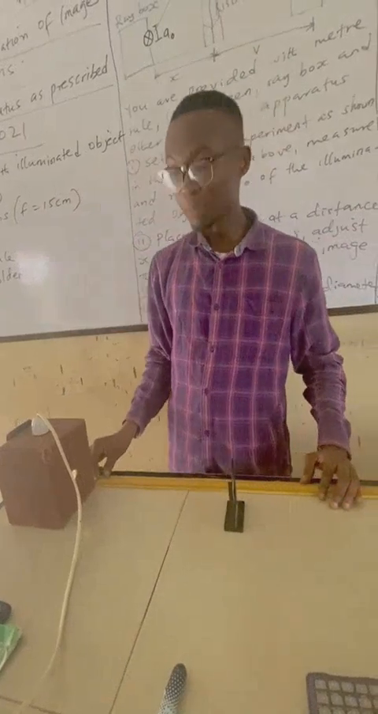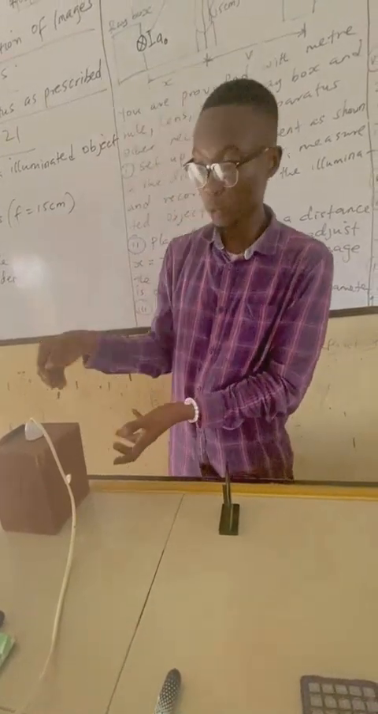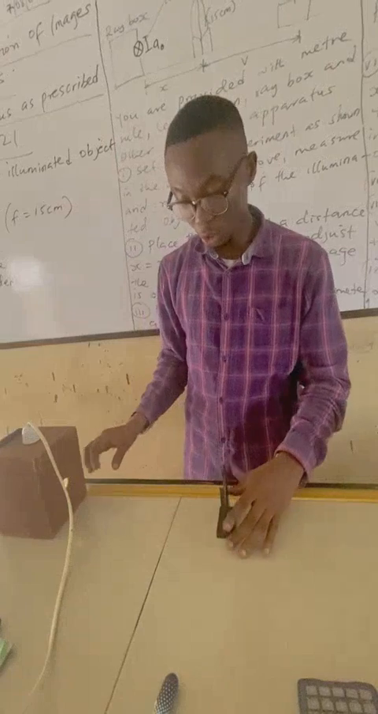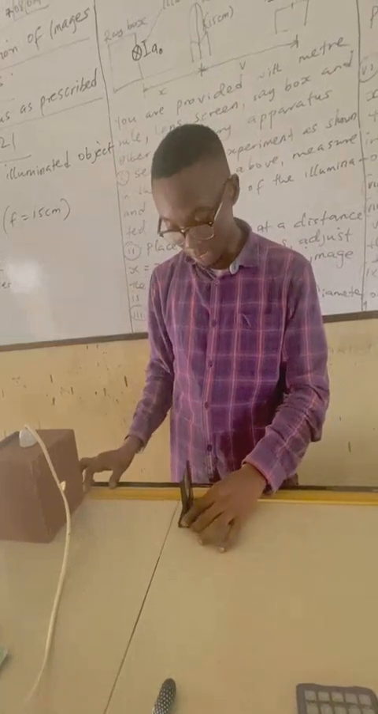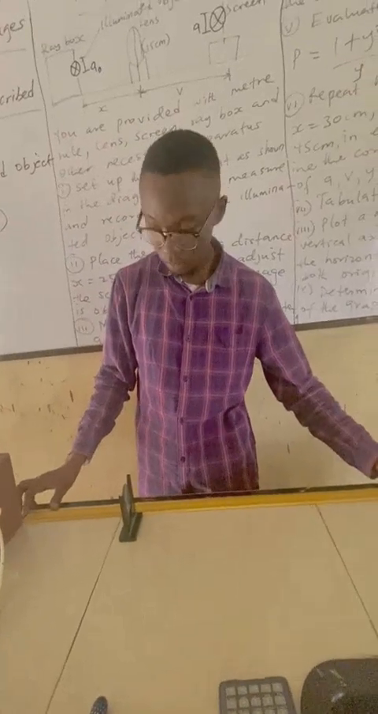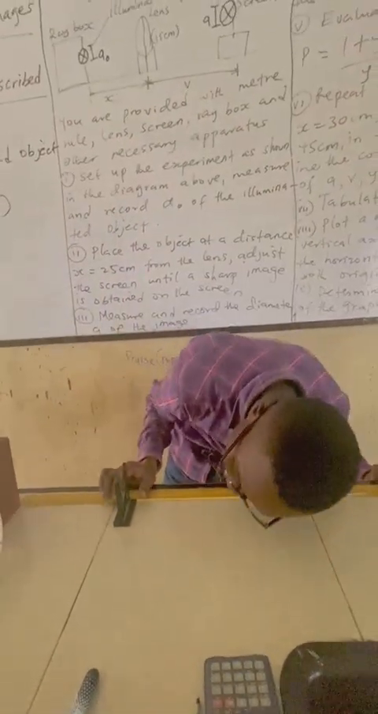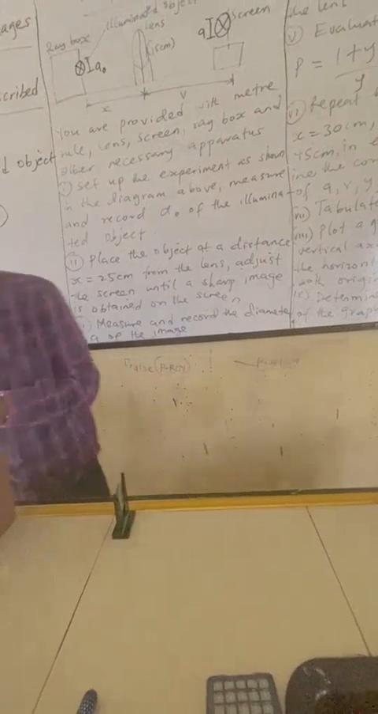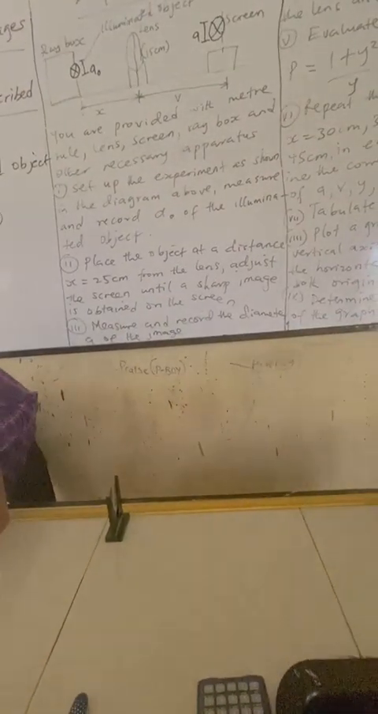So the distance between the ray box, which projects the illuminated ray, to the lens is at 25 centimeters, as we can see now. So I will make sure that the projected light is coming out.